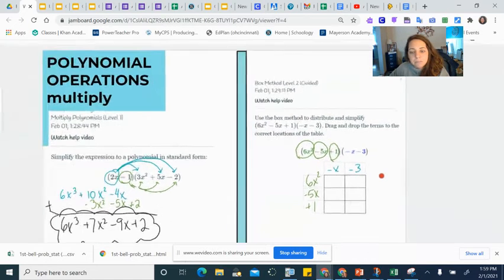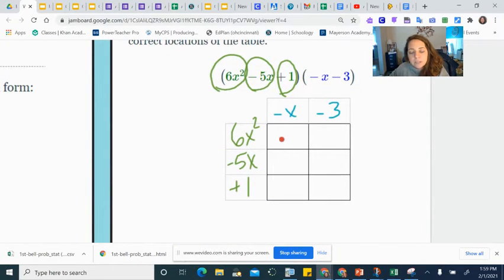And let me use another color. So I go in to do this. This box is first row, first column. So I'm going to do negative 6x squared times negative x. Well, negative 1 times 6 is negative 6. X squared times x is x cubed. What's above it and what's to the left of it, and multiply. So negative 3 times 6 is negative 18. And then we still have this x squared. Negative x times negative 5x is positive 5, then x squared. Negative 3, negative 5x, positive 15x.